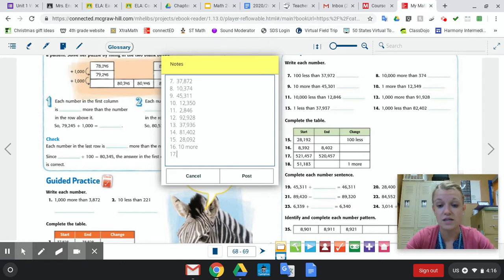Number 17, we have 521,457 and 520,457. So I noticed that the thousands place changed and it went from 1 to 0. So if the thousands place changed, I'm going to say it's 1,000 and it became less. So 1,000 less. Number 18, we have 51,183 and we need 1 more.